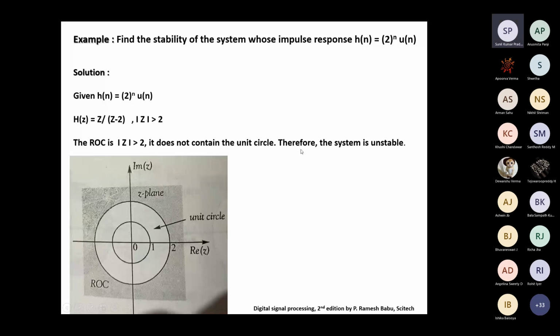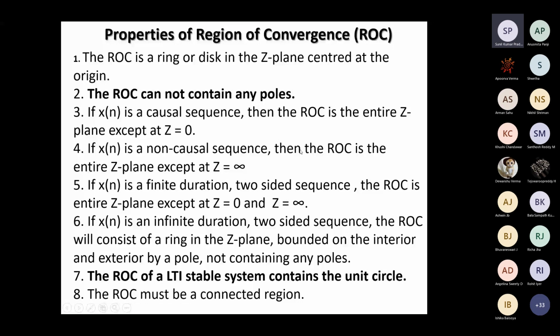Now let's see the properties of the region of convergence. First of all, the first property is that the region of convergence is a ring or a disk in the Z plane centered at the origin. Second, your ROC, region of convergence, cannot contain any poles. Third point is that if it is a causal sequence, as I said in the example I gave, your region of convergence will be the entire Z plane except z equal to 0. And if it is a non-causal sequence, your region of convergence will be the entire Z plane except z equal to infinity.